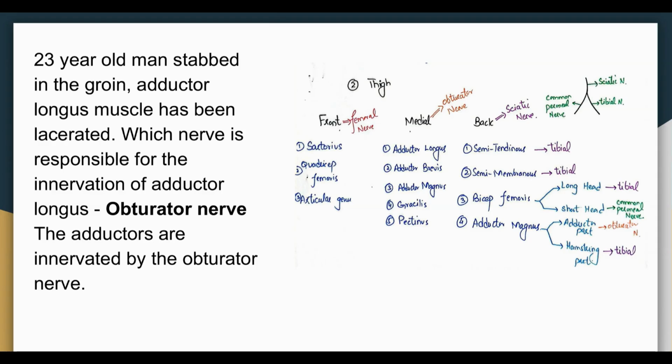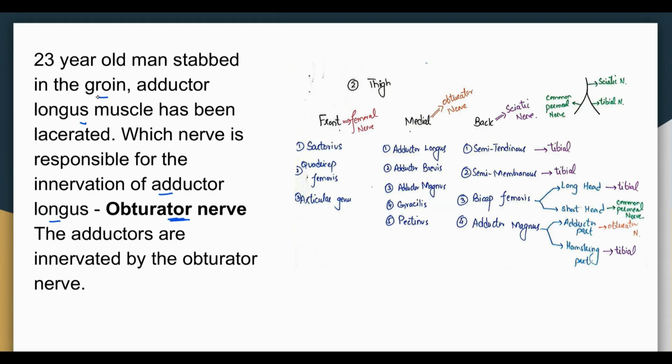A 23-year-old man got stabbed in the groin and the adductor longus muscle has been lacerated. Which nerve is responsible for the innervation of the adductor longus muscle? That would be the obturator nerve. So let us take some time and revise all the muscles with their respective compartments and their nerve supply.